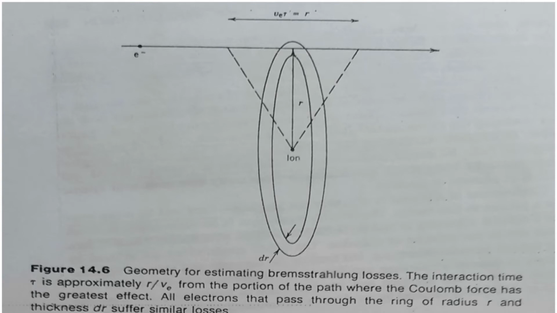The given figure shows the geometry for estimating Bremsstrahlung losses. Here, the ion is at the center of the ring of radius r, then r is equal to v_e tau, where v_e is the velocity of the electron and tau is the interaction time, and hence we can say that tau is approximately equal to r by v_e from the portion of the path where the Coulomb force has the greatest effect. All electrons that pass through the ring of radius r and thickness dr suffer similar losses.